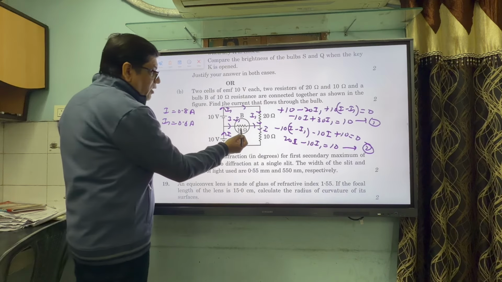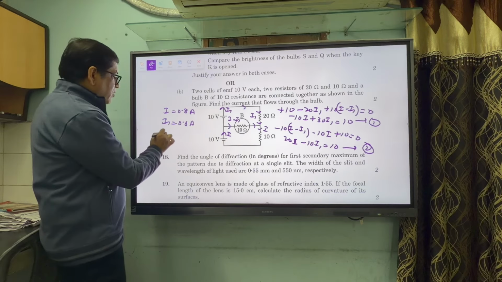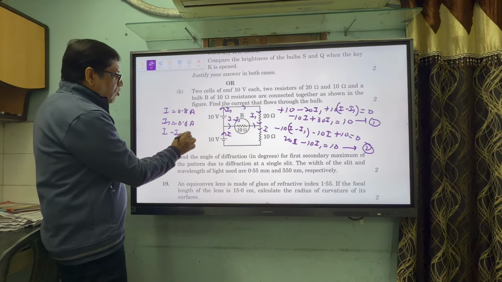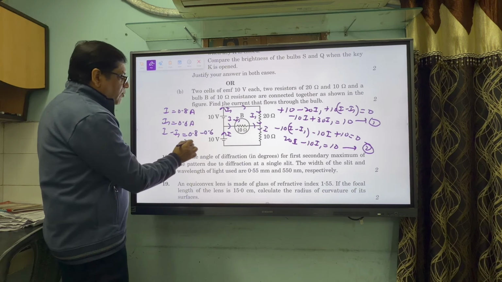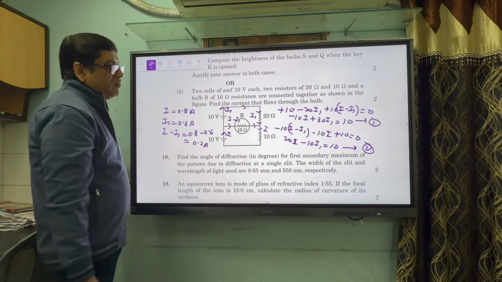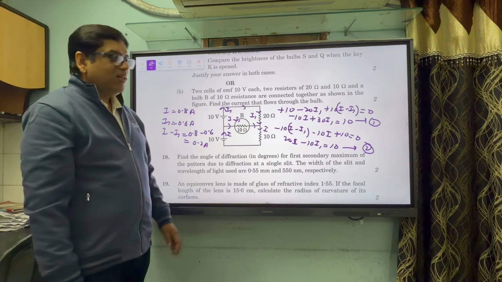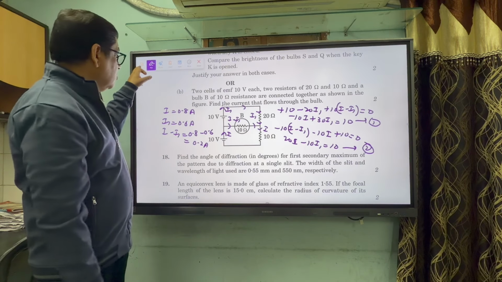And we have to find current in this bulb. So that is I minus I1, which will be equal to 0.8 minus 0.6. Answer will be 0.2 ampere. So it is a very easy question, Kirchhoff law. It is not a difficult question.